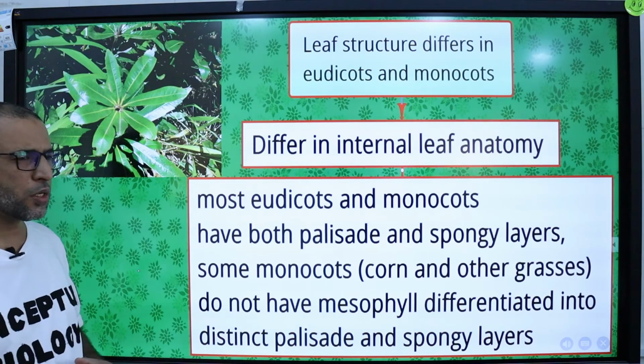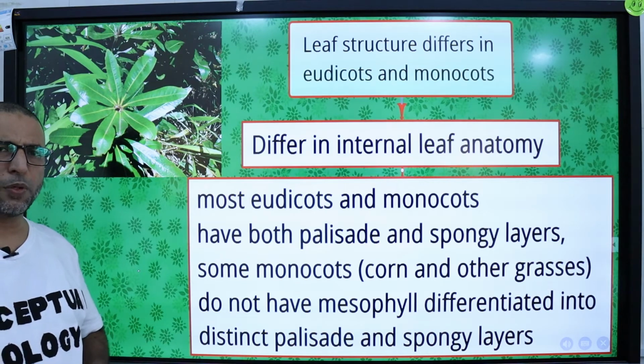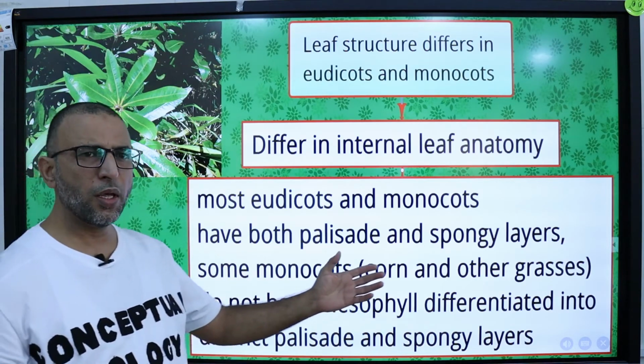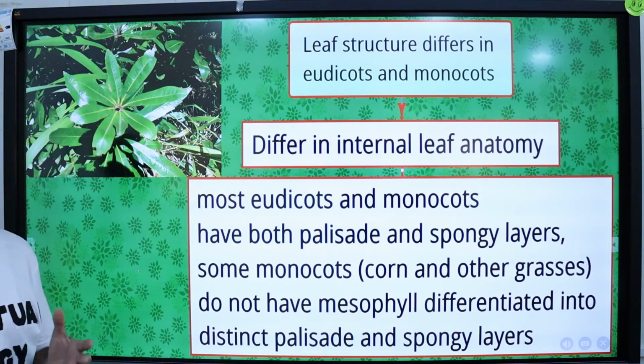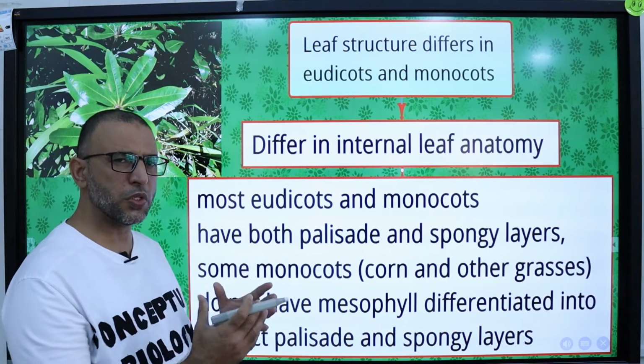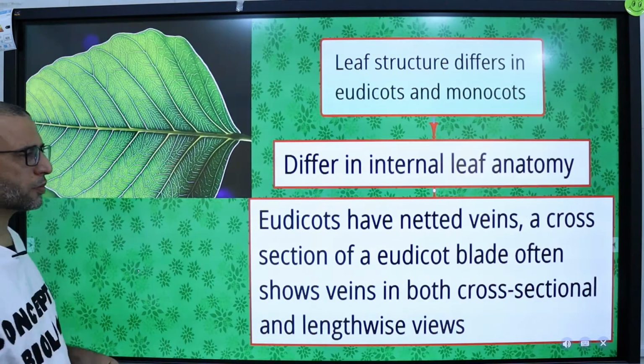Most eudicots and monocots have both palisade and spongy layers, but some monocots like corn and grasses do not have mesophyll tissues which are differentiated into palisade and spongy layers. So, they have only mesophyll cells which are photosynthetic in function.